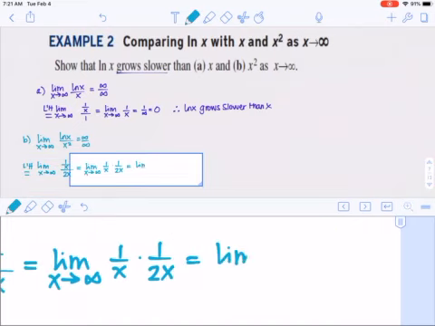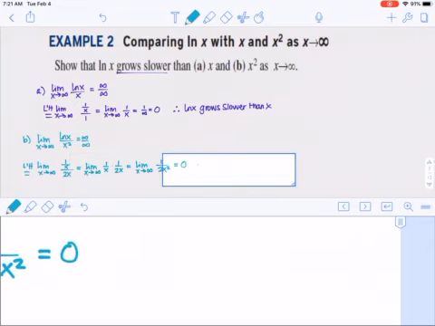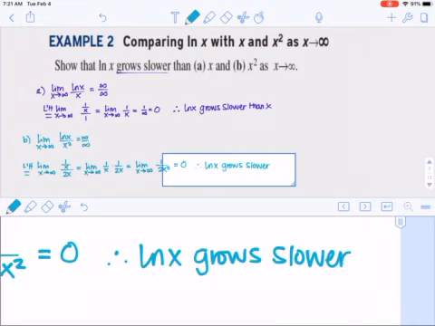So this is the limit as x goes to infinity of 1 over 2x squared. And so clearly this is going to be a situation where I have 1 divided by something really, really big. My answer is really, really small. And again, ln x then grows slower than x squared.